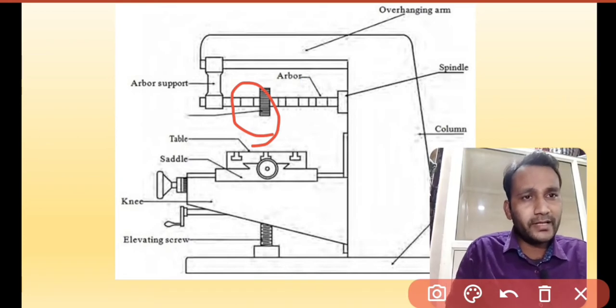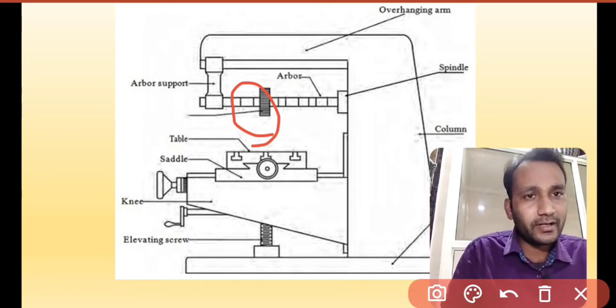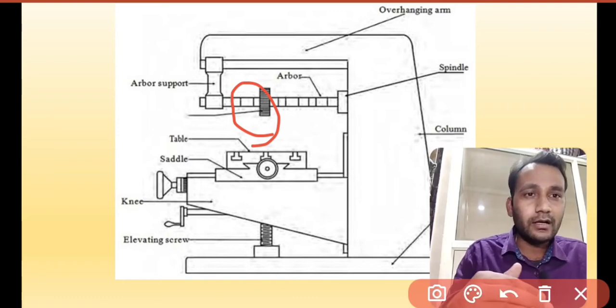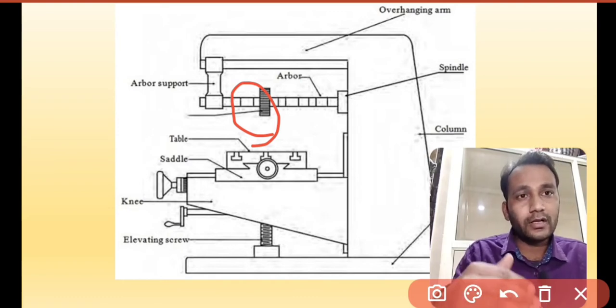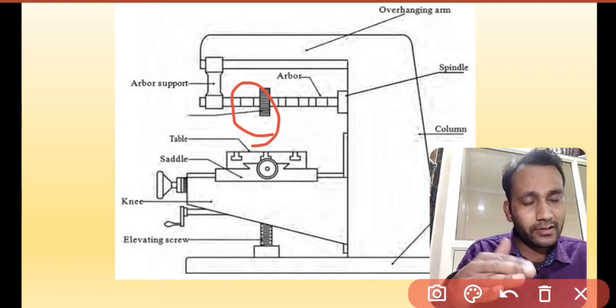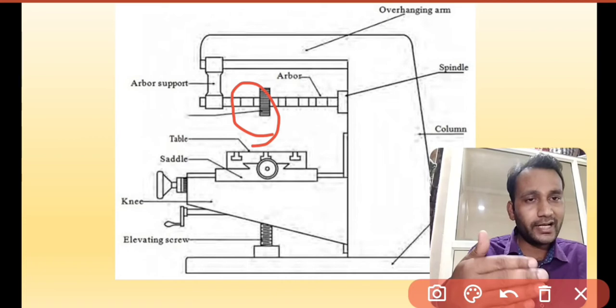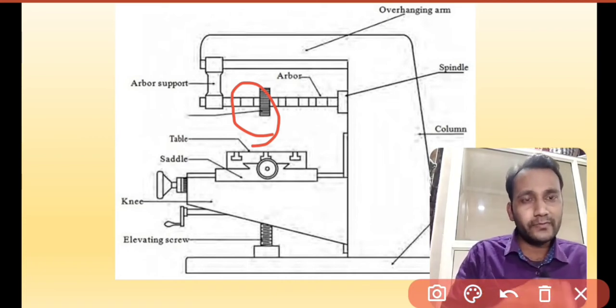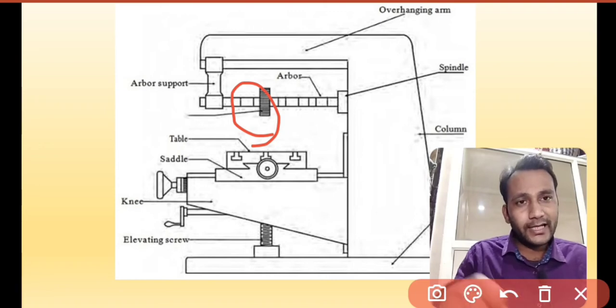Basically, the spindle is rotating the arbor, and the arbor is transmitting its motion to the milling cutter, and this is how the milling cutter gets the cutting motion. As far as feed is concerned, we are supplying the feed to the table or to the workpiece. The knee can move vertically up and down, the saddle can move in the transverse direction, and the table can also move. So we provide the feed to the workpiece through the movement of the table.